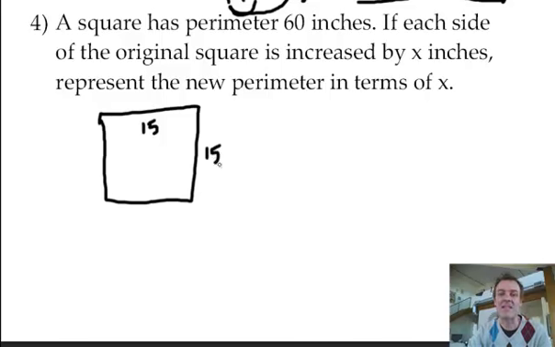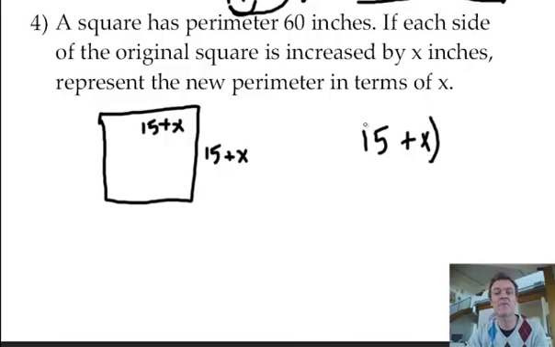Right, okay. Now then, if each one is increased by x, represent the new perimeter in terms of x. Well, again, remember, the perimeter is 4 times the length of one of the sides. If this is now the new length of the side, because I'm adding x to the original 15, remember 15 is the length of the side at the moment, if I add this unknown x inches, as long as I still multiply it by 4, then that is the new perimeter in terms of x.